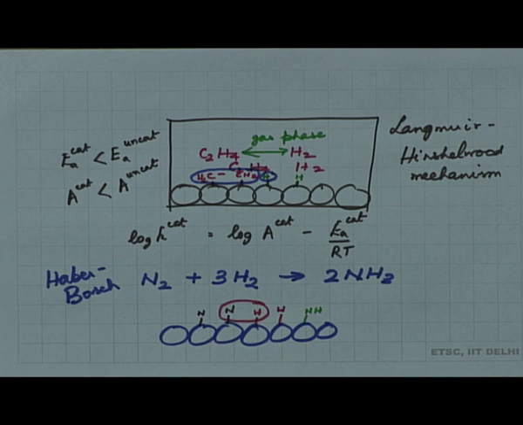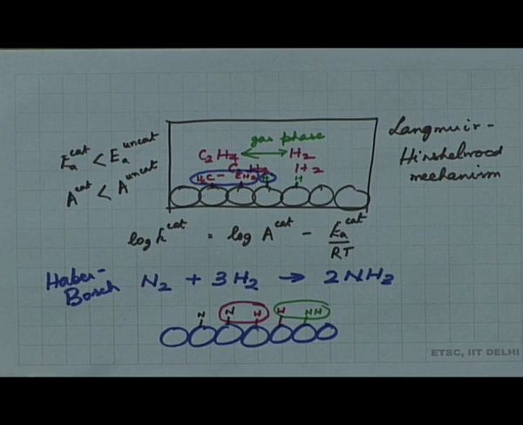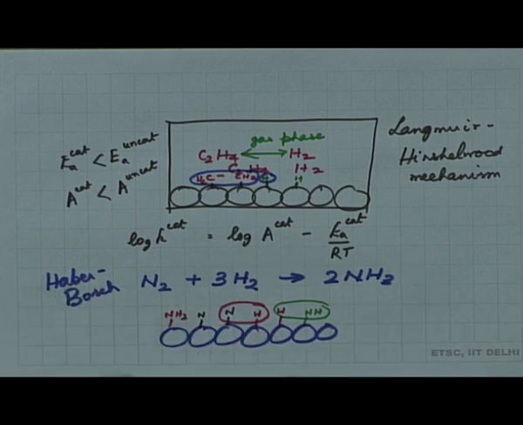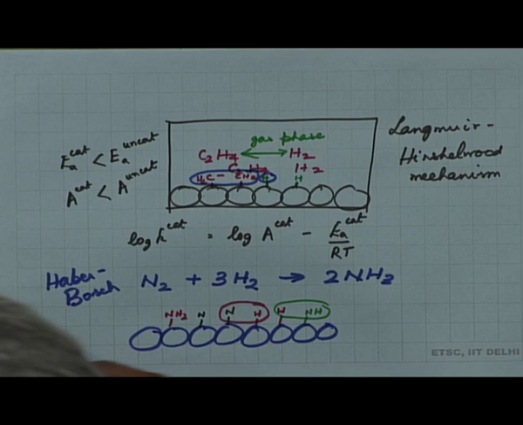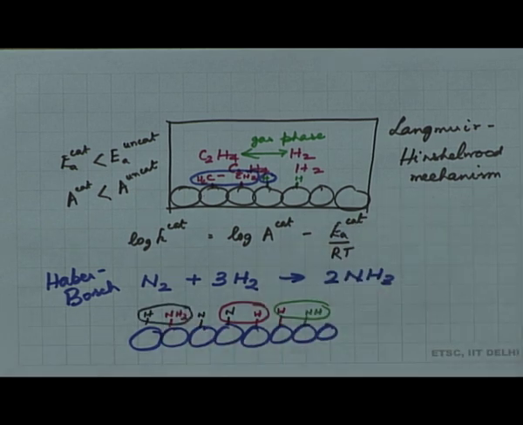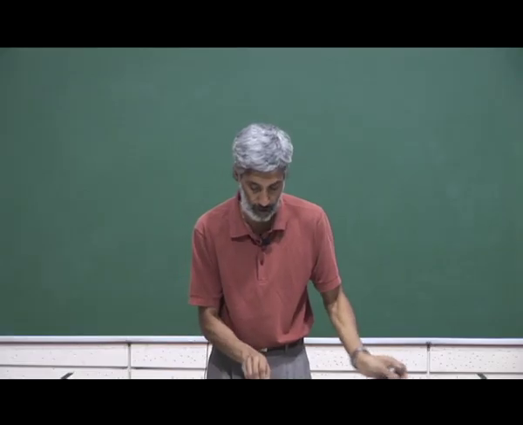The NH adsorbed will then react with another hydrogen which is beside it to give you NH2 adsorbed, and the NH2 adsorbed will react with another hydrogen which is beside it to give you NH3 which is adsorbed, which then desorbs. So, if you wrote out all the steps for the N2 plus H2 reaction, this is how it goes.